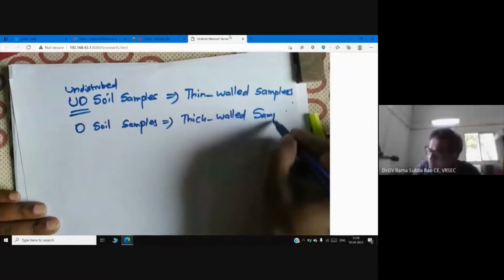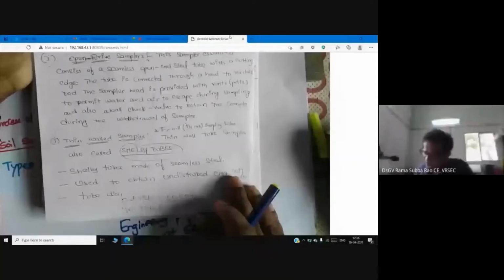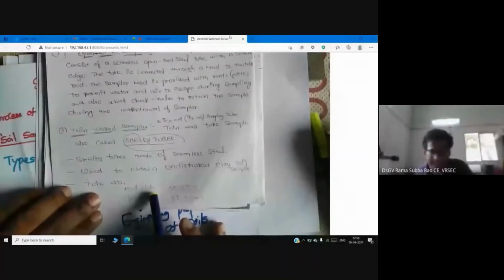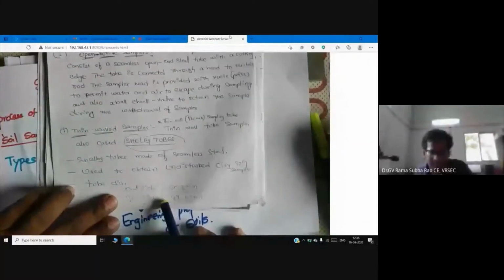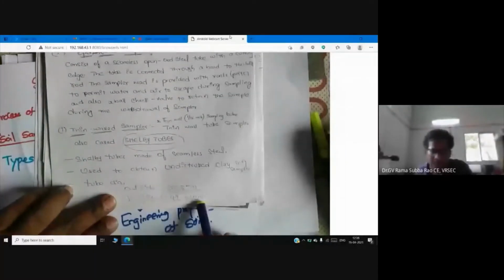Soil sampling. Now I will try to show. I will try to present something to you. Okay. So let me see now. Let me show you. See here. You see, outside diameter is 50.8. Inside diameter is 47.63. So the thing is, one can easily understand the difference.